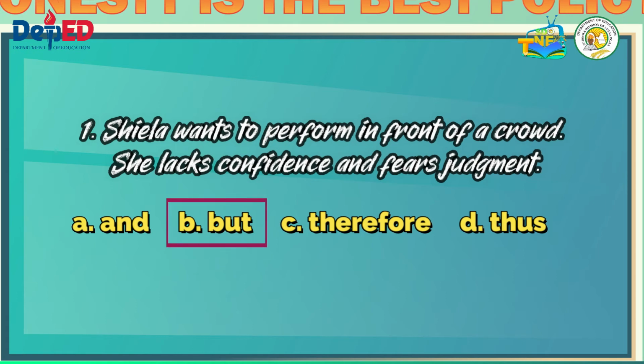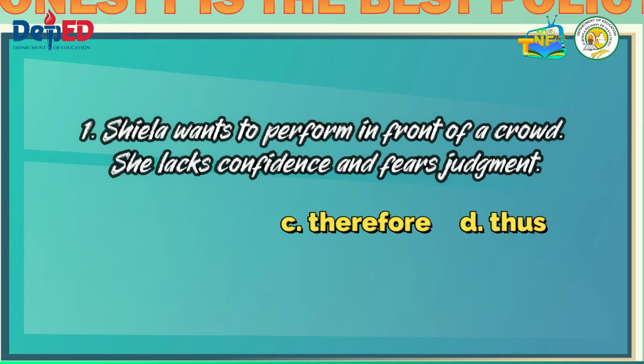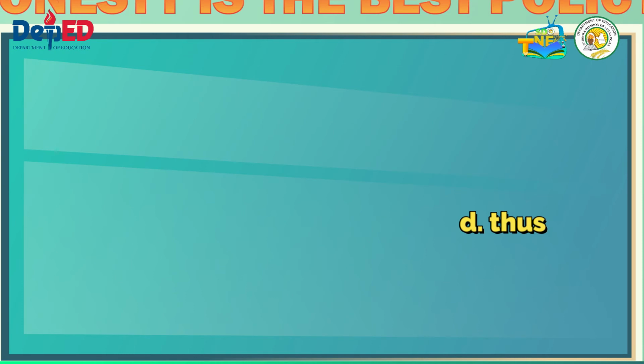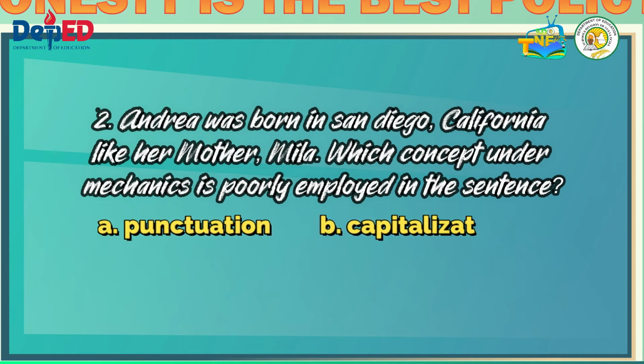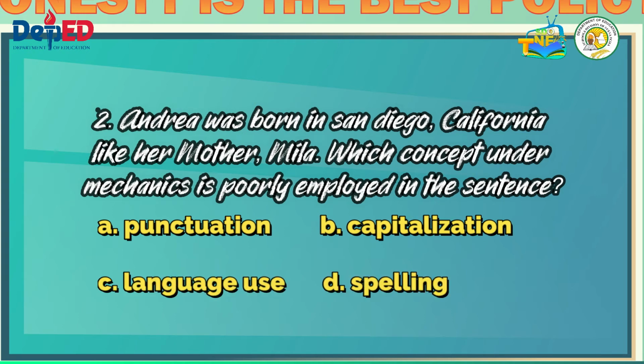Very good. The answer is B. How about in the second item? Which concept under mechanics is poorly employed in the sentence? Is it A, punctuation, B, capitalization, C, language use, or D, spelling? Excellent! The answer is B, capitalization.